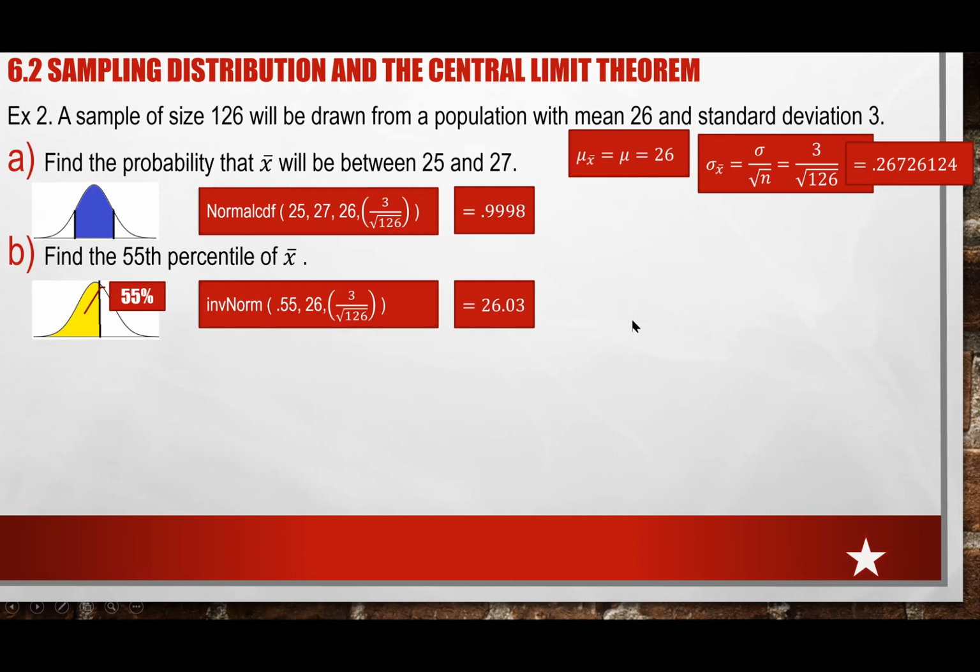So again, first of all, any questions on how to utilize your calculator?